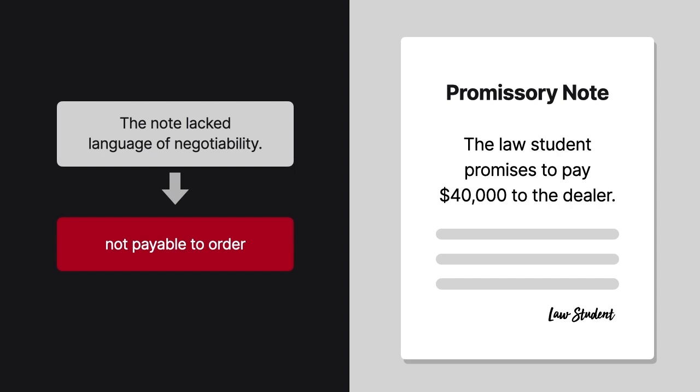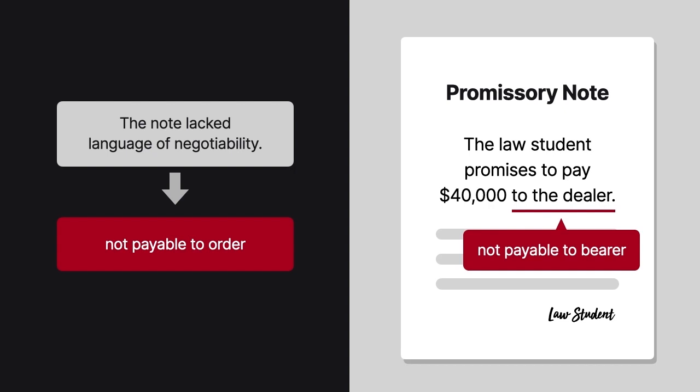And as mentioned earlier, if an instrument states a designated payee, it can't be payable to bearer. Thus, the note was payable neither to bearer nor to order, and was therefore non-negotiable.